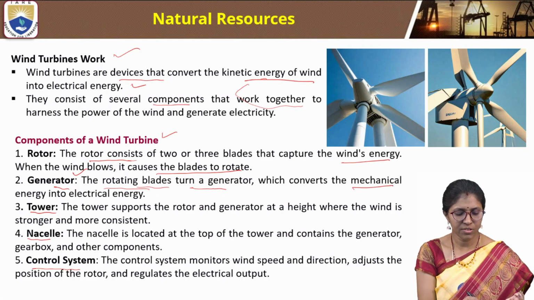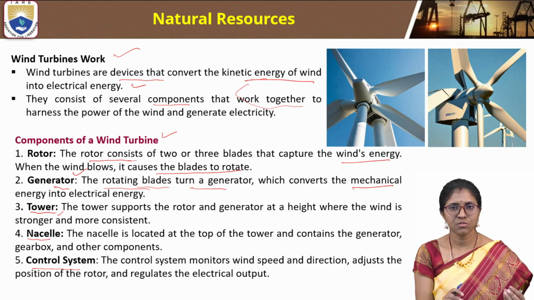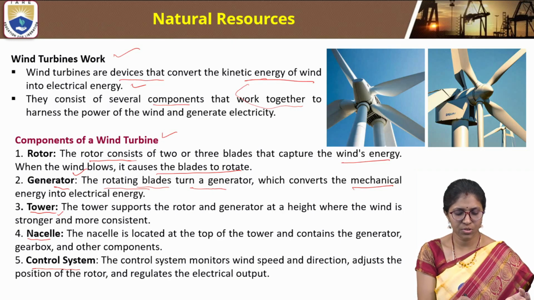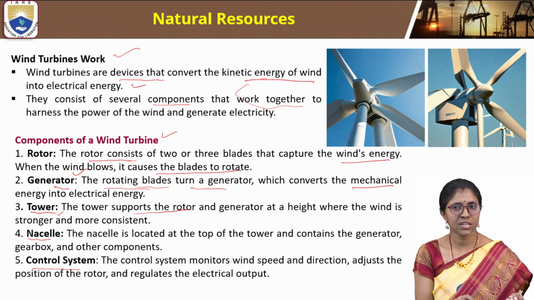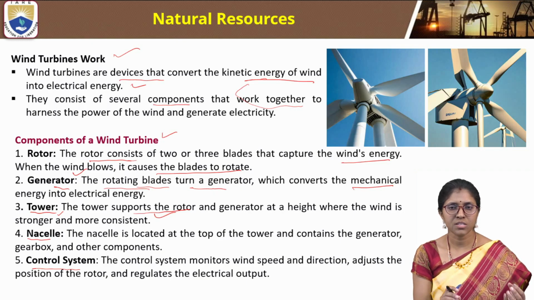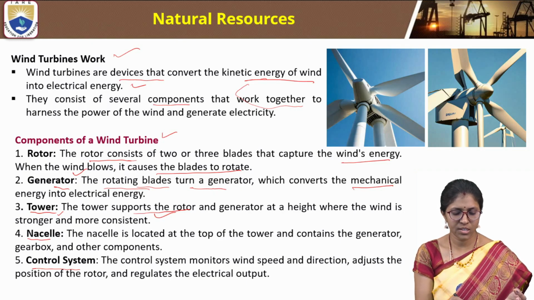The third one is the tower. The tower is used as a support for the rotor and generator at a height where the wind is stronger and more consistent.